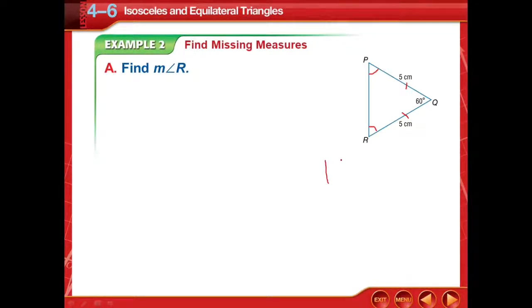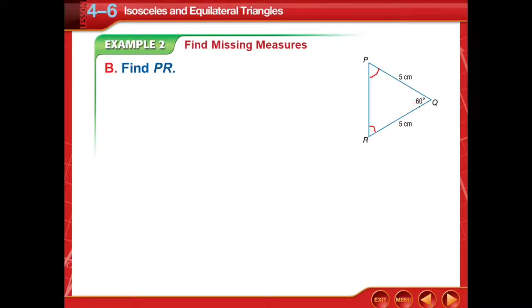Therefore, I would take 180 and subtract 60, and between angle P and angle R, I have 120 degrees. Because P and R are congruent, I can take 120 degrees and divide it by 2, and each angle is going to be 60. Therefore, the measure of angle R is 60 degrees. Since there are two congruent sides, I know that the base angles that are opposite those sides will be congruent.